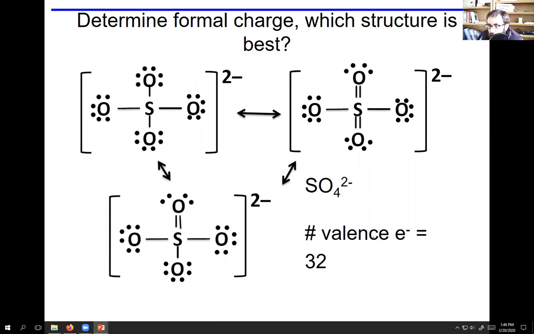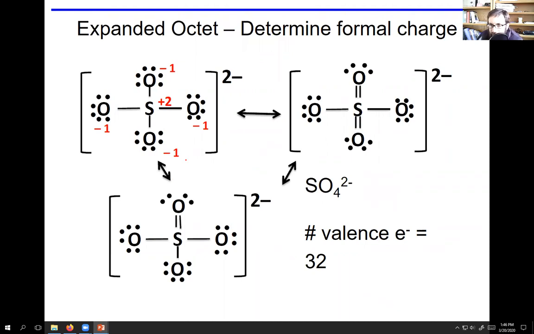Determine the formal charge. Which structure is the best? We can do this right here. If we calculate this out, for oxygen, all these oxygens are the same. You can see they're all -1: 6 is the number of valence electrons for oxygen, minus the 6 non-bonding electrons, minus the 1 bond. That equals -1. And then sulfur here is also in group 6.